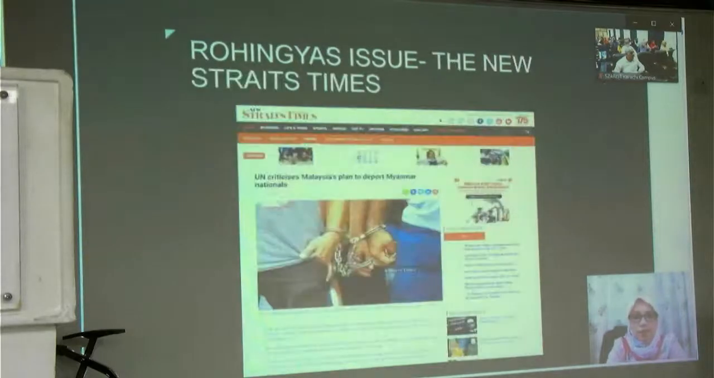And this is from the New Straits Times. This is not alternative; this is a mainstream newspaper. You can see: UN criticizes Malaysia's plan to deport Myanmar nationals. So these are some examples from newspapers, because I'm doing media discourse and critical discourse analysis. That's why I'm presenting what I know.